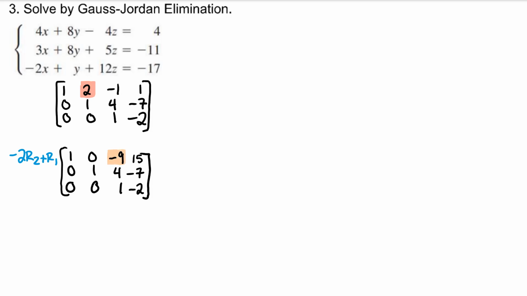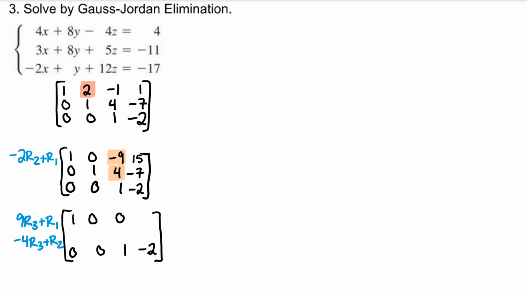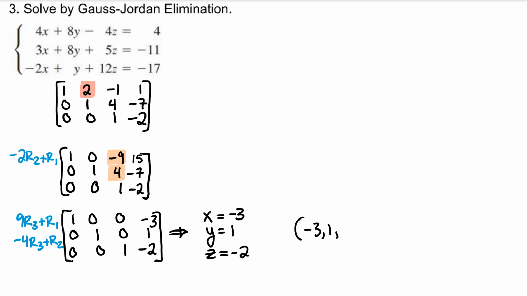Now it's time to turn the numbers above the third leading 1 into zeros. Because the leading 1 is in row 3, we'll use row 3 to eliminate -9 and 4. Multiply row 3 by 9 and add it to row 1. Multiply row 3 by -4 and add it to row 2. Rewrite this as a system of equations. See how conveniently reduced row echelon form gives you your answers. And you have the same answer, -3, 1, -2.